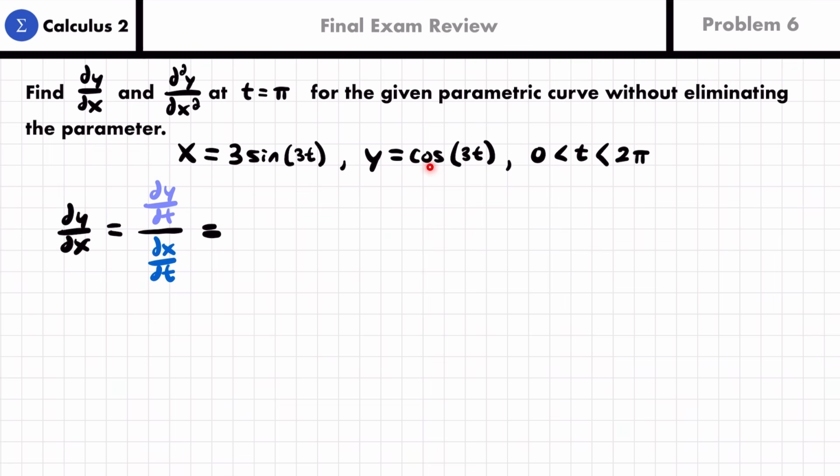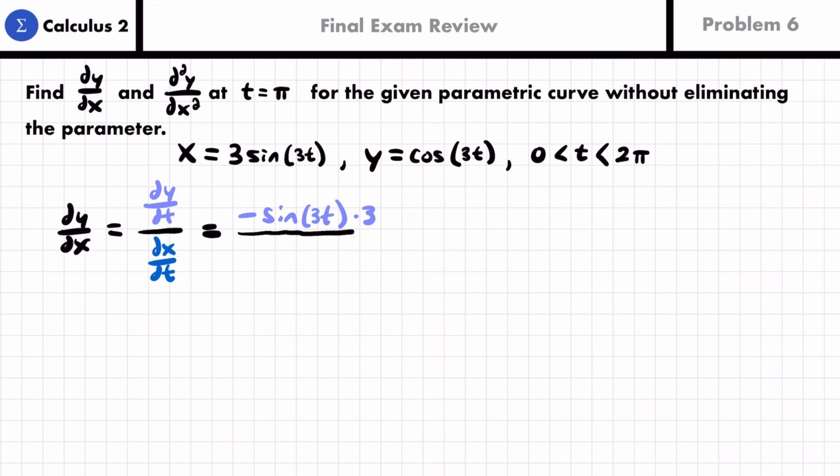And so we have cosine of 3t, and the derivative of cosine is negative sine, but since this is a composite function, meaning the inside function is not just t, it's 3t, we need to use the chain rule and multiply by the derivative of that inside function. Okay, so again, the derivative of the outside function, keeping the same inside function, will produce negative sine of 3t, but don't forget to then multiply by the derivative of that inside function. And the derivative of 3t with respect to t is 3.